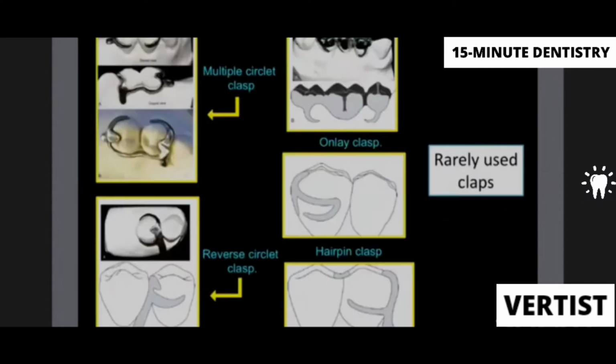The less commonly used are the multiple circlet, the onlay clasp, the hairpin clasp, the half and half, and the reverse circlet. Now, all of you must know these names and these diagrams, because you must have knowledge of the classification of your direct retainers and how they look.